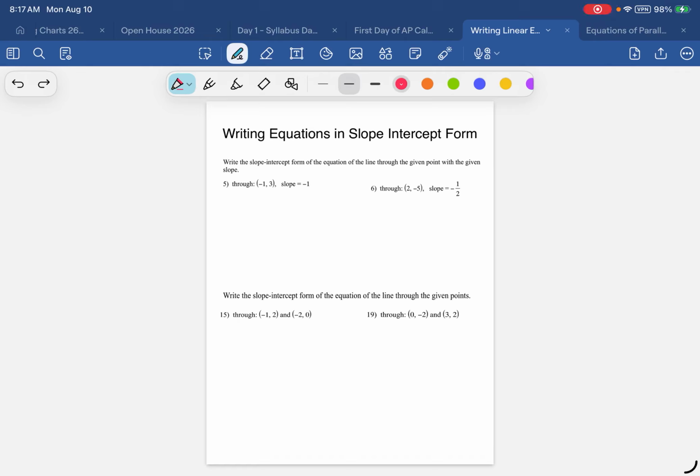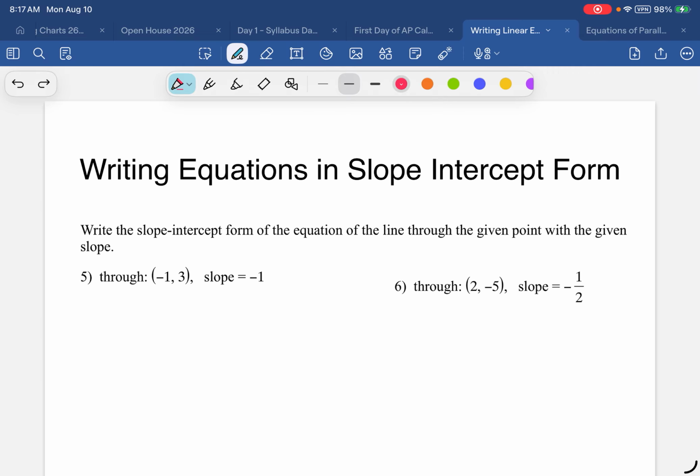Hi everyone. In today's lesson, we are going to talk about how to write equations of lines using our favorite form of a linear equation, which would be slope-intercept form. So if you look at our directions here, they ask us to write the slope-intercept form of our equation when they give us an ordered pair that the line goes through and the slope of the line.